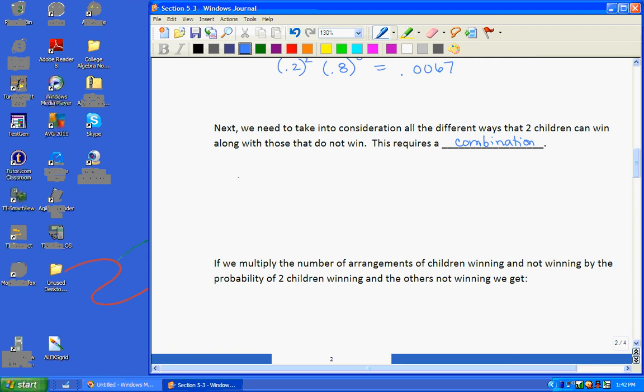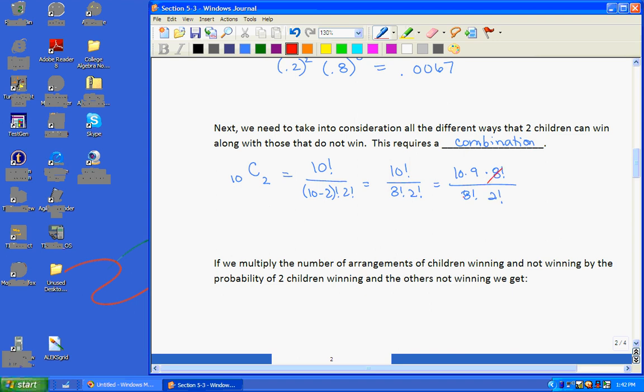So if I want to set this up as a combination, I would say 10 choose 2, and using our formula, that'd be 10 factorial over 10 minus 2 factorial, and then 2 factorial. If we simplify a little bit, that would be 8 factorial times 2 factorial. And we learned you can do this by hand or you can do it in your calculator. I can factor out the 10 and the 9 and then stop at the 8 factorial, because then those will cancel out. So then I have 90 divided by 2, which is 45.